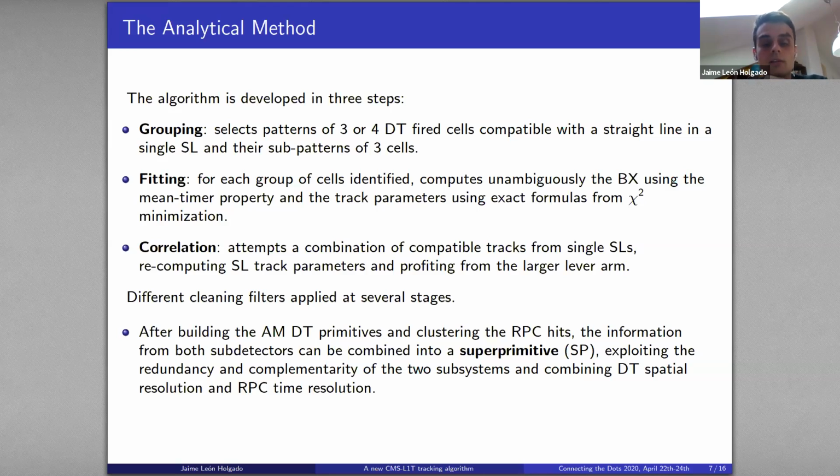And at the end, the correlation attempts to combine the compatible tracks obtained from the single superlayers and then recomputes the superlayer track parameters, so it can profit from the larger lever arm between superlayers. Also, we apply several cleaning filters at several stages that I'm not going to explain because I don't have that time. After building the analytical method DT primitives and clustering the RPC hits, we can combine the information from both subdetectors in what we call a super primitive. This way we exploit the redundancy and complementarity of the two subsystems, combining the good DT spatial resolution and the good RPC time resolution.